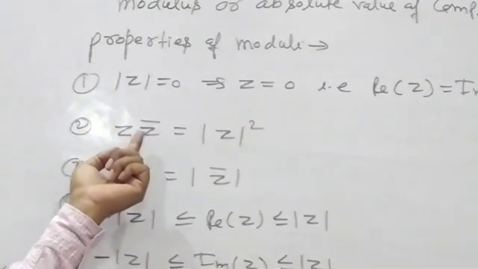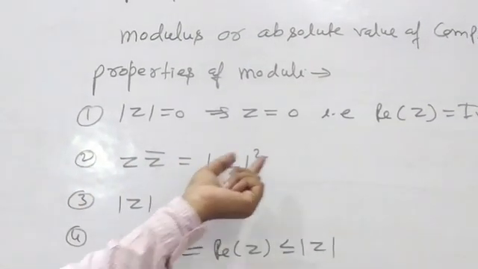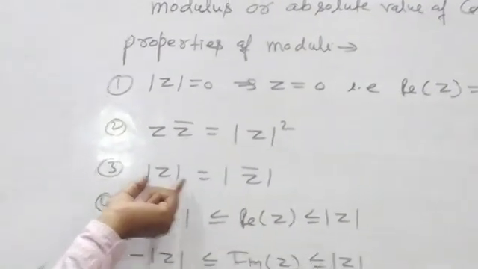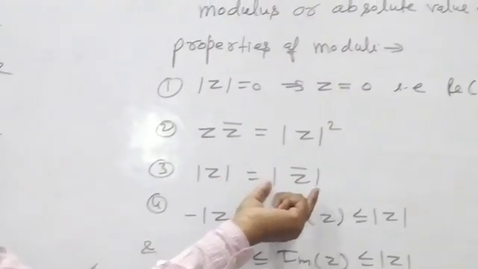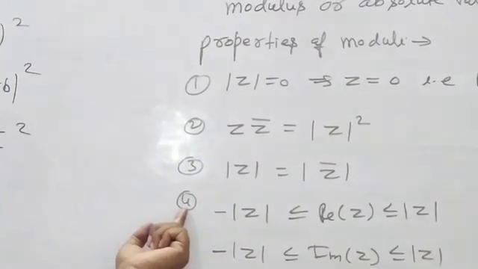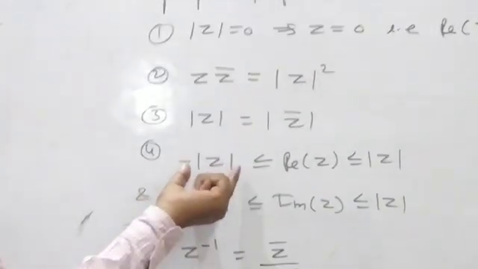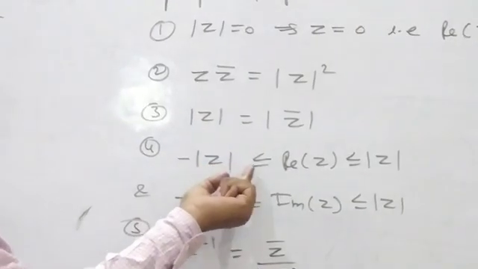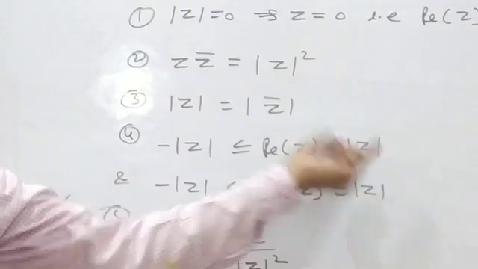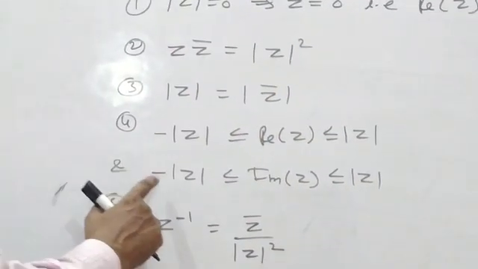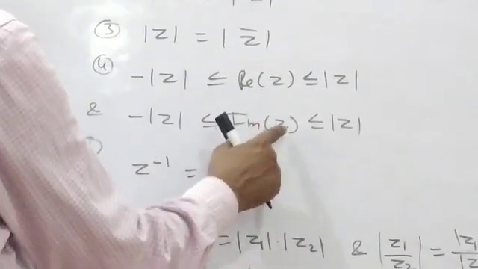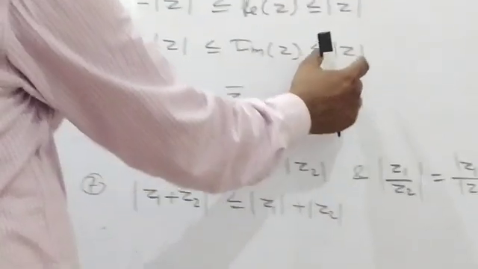Second property: z into the conjugate of z is equal to mod of z square. Third property: mod of z is equal to mod of the conjugate of z. Property 4: minus mod of z is less than or equal to the real part of z, which is less than or equal to mod of z, and minus mod of z is less than or equal to the imaginary part of z, which is less than or equal to mod of z.